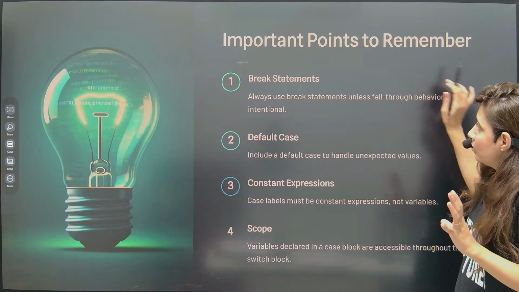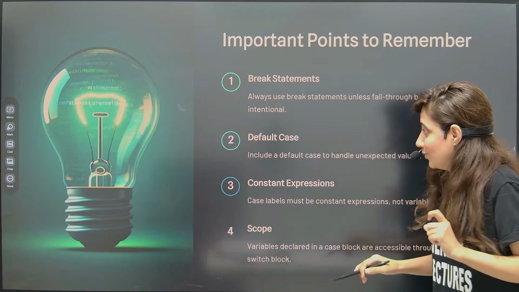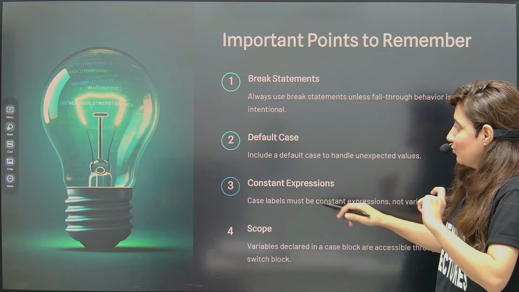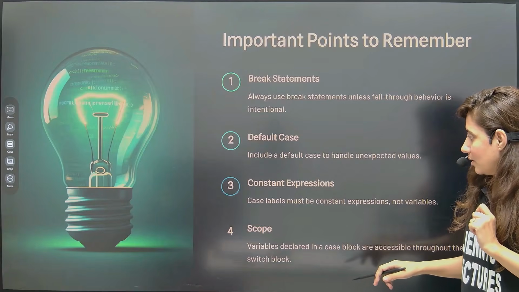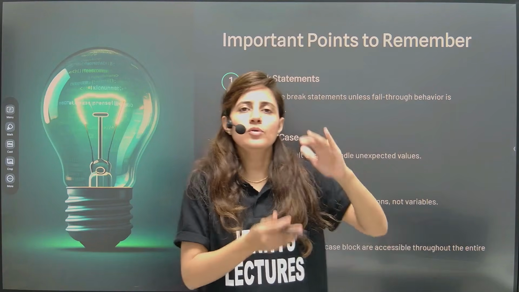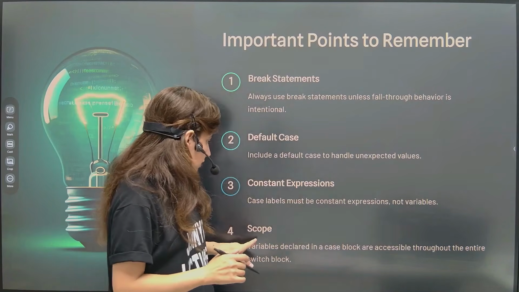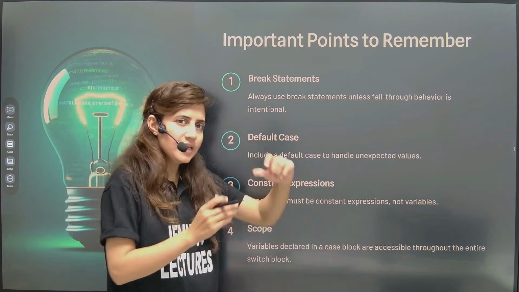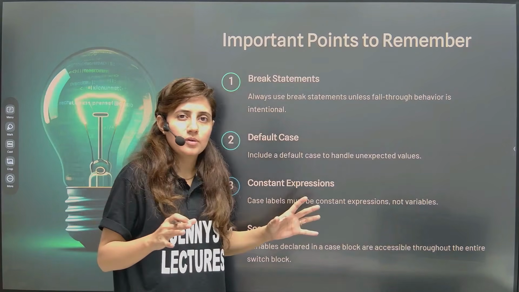These are some important points to remember. Always use break. If you don't use break, fall through mechanism would be there. The case label should be a constant expression. And yeah, one is scope. Scope of a variable means where you can use that variable. That thing we'll also discuss later. But scope here means variables declared in a case block are accessible throughout the entire switch block.